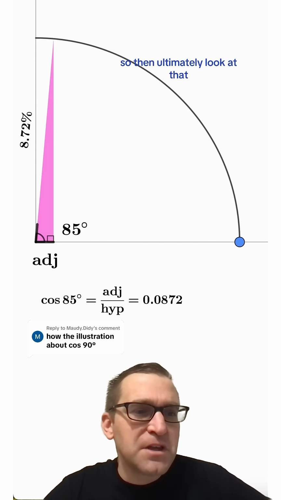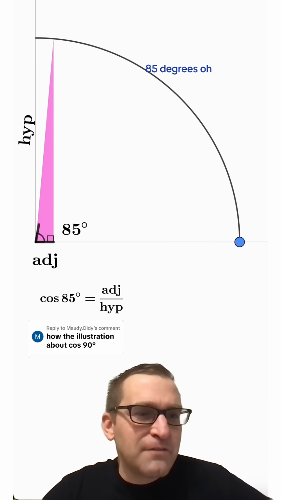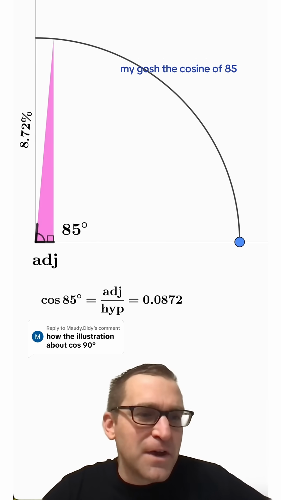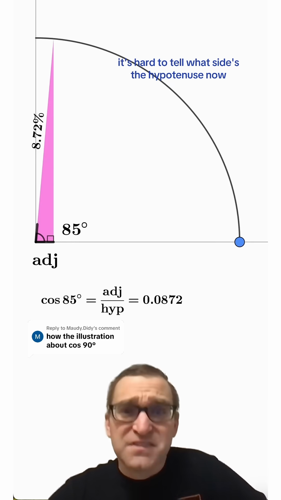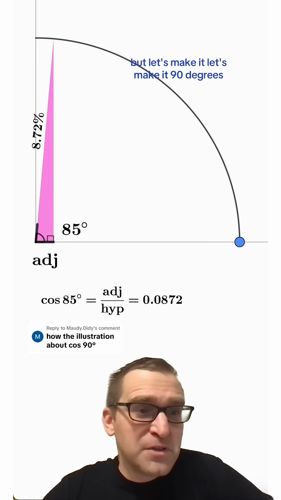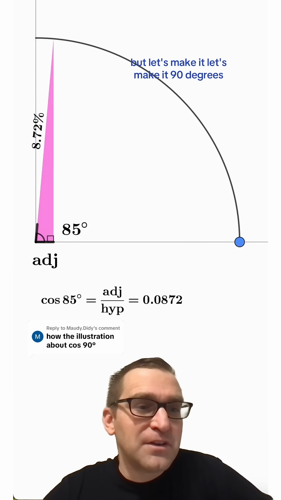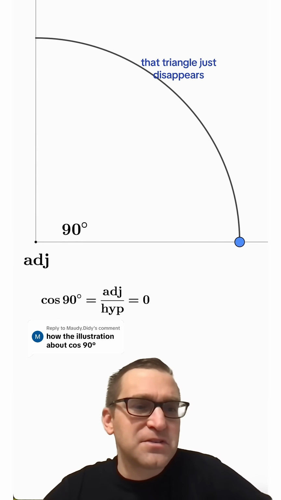So then ultimately, look at that, 85 degrees. Oh my gosh, the cosine of 85, that's only taking up 8.72% of the hypotenuse right there. It's hard to tell what side's the hypotenuse now. But let's make it 90 degrees. Oh my God, that triangle just disappears.